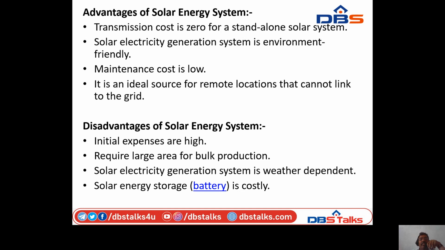Disadvantages of the solar energy system: initial expense is high, and it requires a large area for bulk production. Solar electricity generation system is weather dependent. Solar energy storage is costly. Battery storage is very costly.